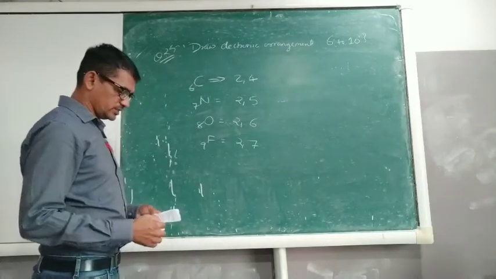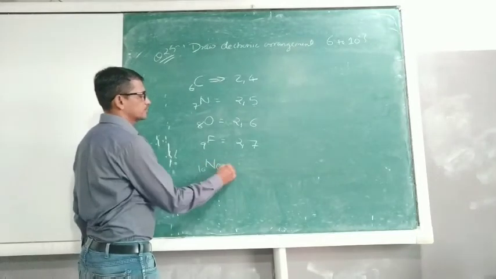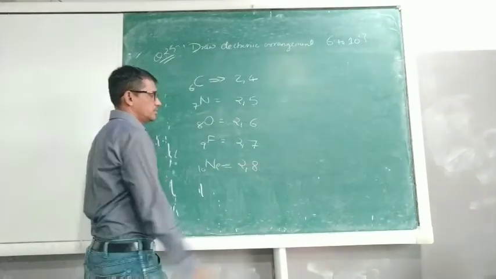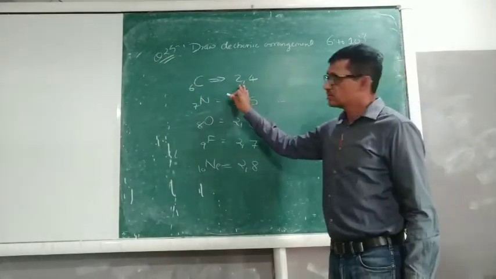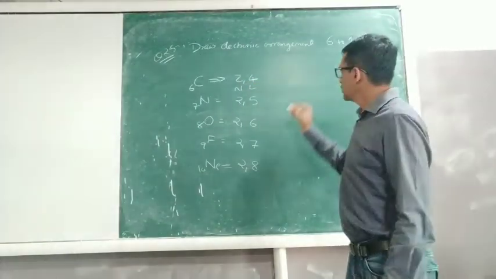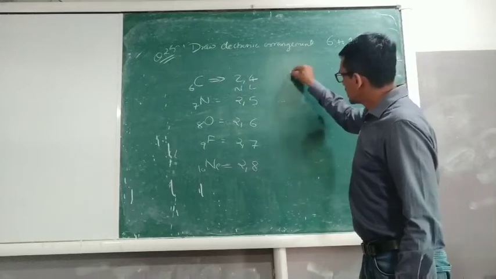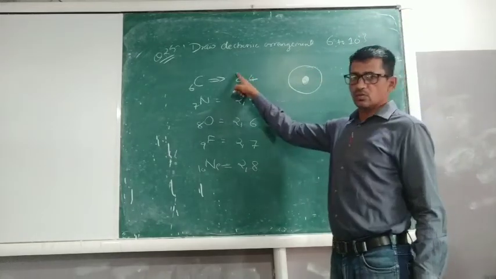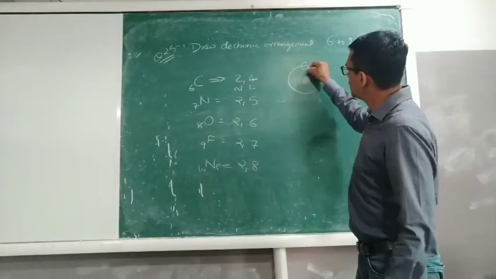And the last one, number 10, is neon, and its configuration is 2, 8. Now we have to draw the configuration. It is very simple. Your first shell is the K shell and then the L shell. When you write, the first one is the nucleus, the second circle is the S orbit. In the S orbit or K shell, 2 electrons are there, so you write 2 electrons.